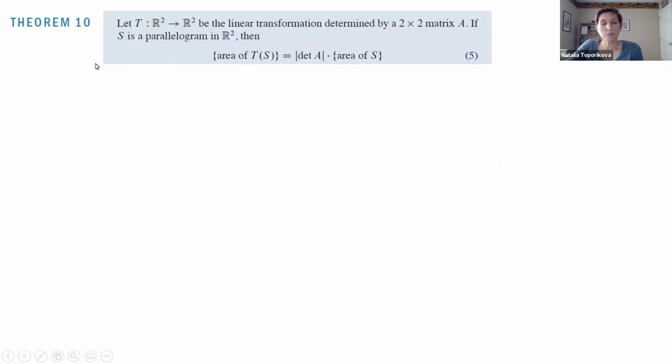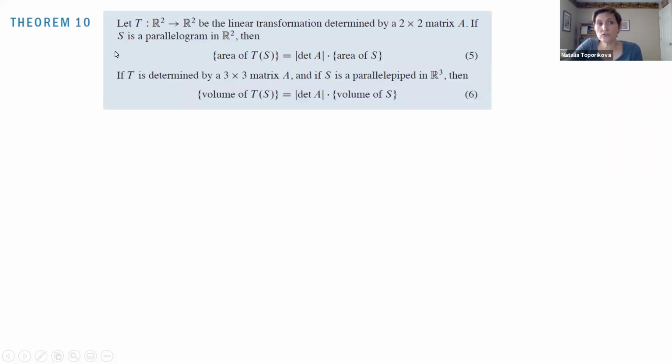If we have any parallelogram which we transform using some kind of linear transformation, then we can find the area of the image under the transformation by calculating the product of the original area of the parallelogram and the determinant of the matrix of the transformation.